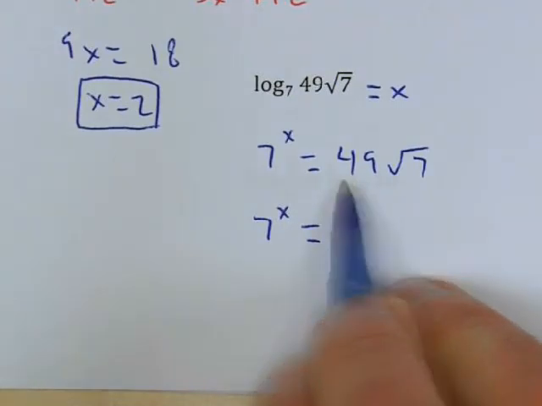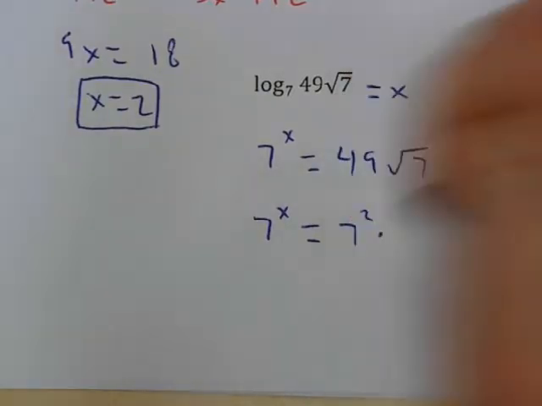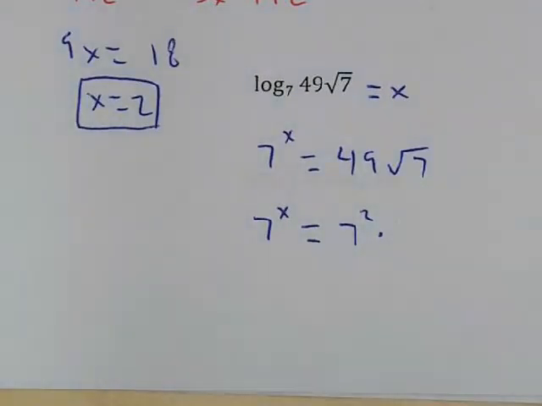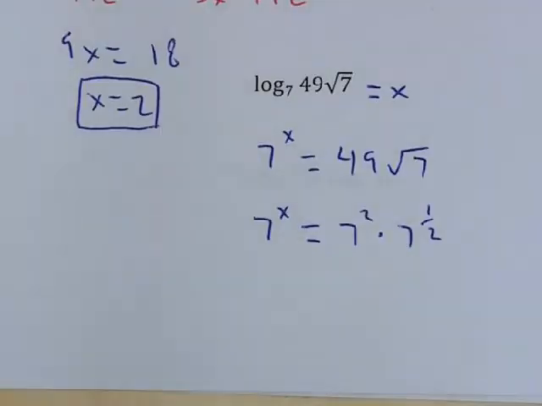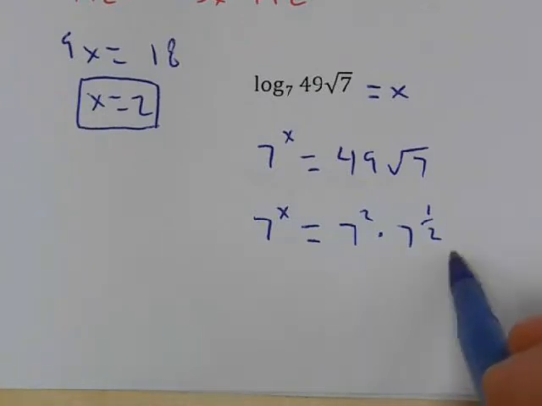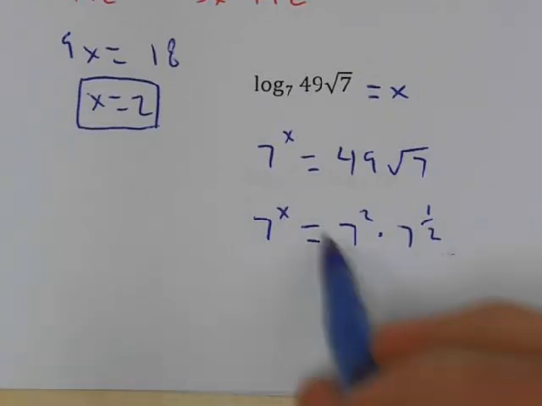And then how can I rewrite 49 as 7 to a power? Well, that's just 7 squared, and then times the square root of 7. Well, the square root of 7 is the same as 7 to the 1/2 power. Okay? All right, awesome. Next, before I move on, I need to combine these two things because I want 7 to a power equals 7 to a power, not 7 to a power equals 7 to a power times 7 to a different power. So I have to combine this right side here.